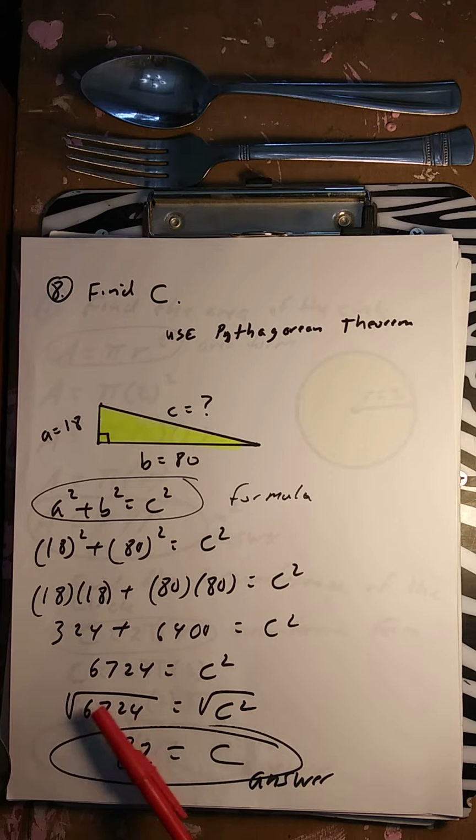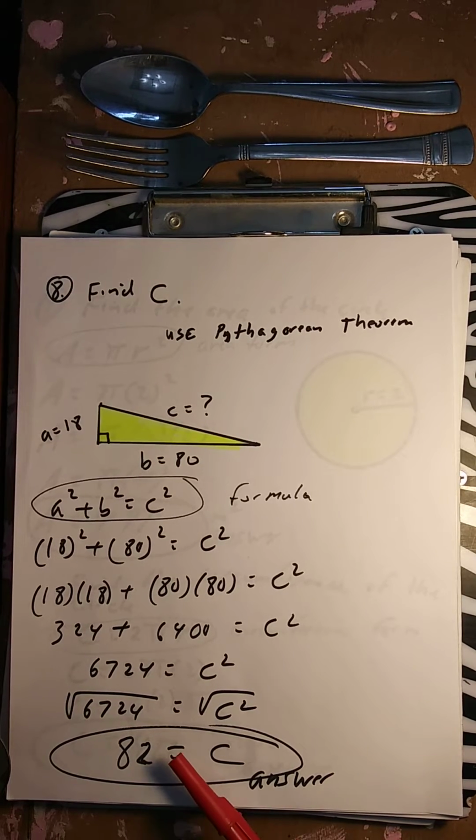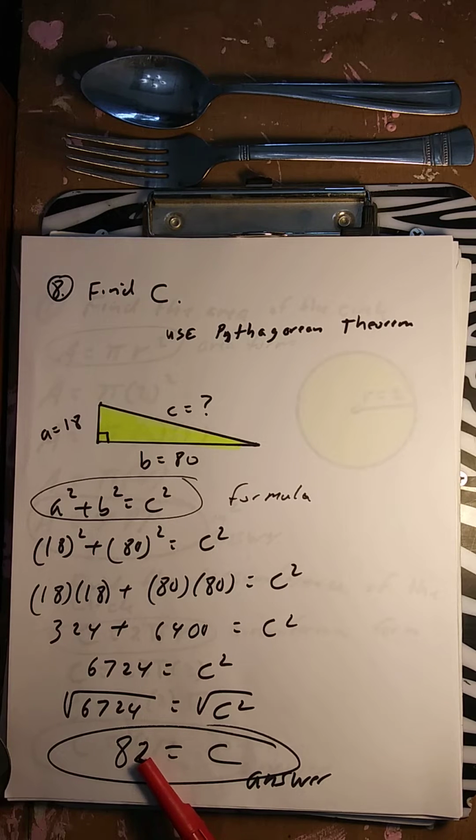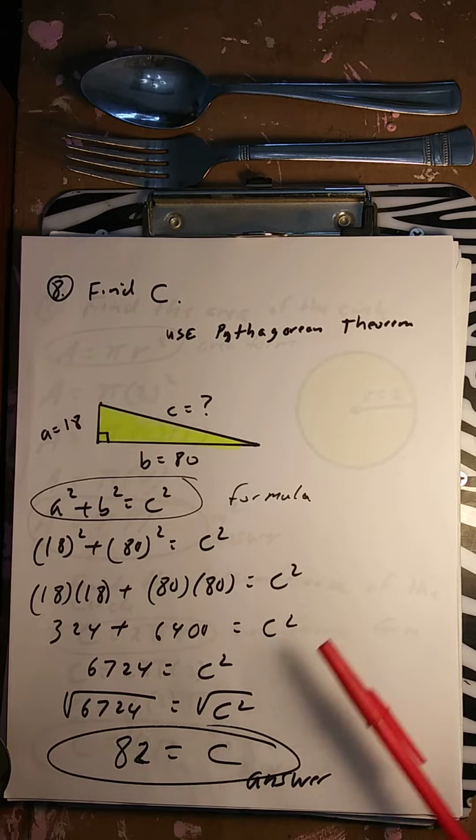Take the square root of both sides on your calculator. And the square root of this number is exactly 82. So that means C is what? 82 for this one.